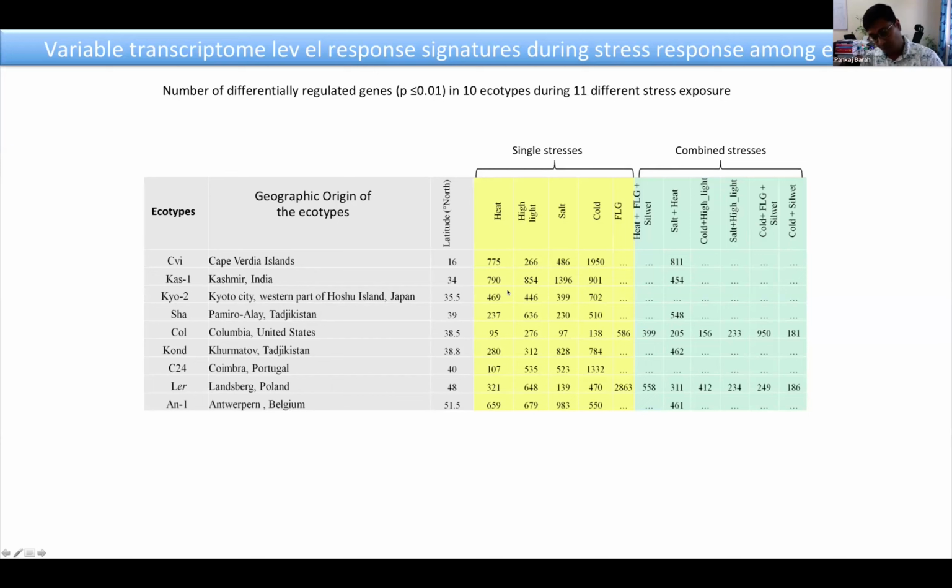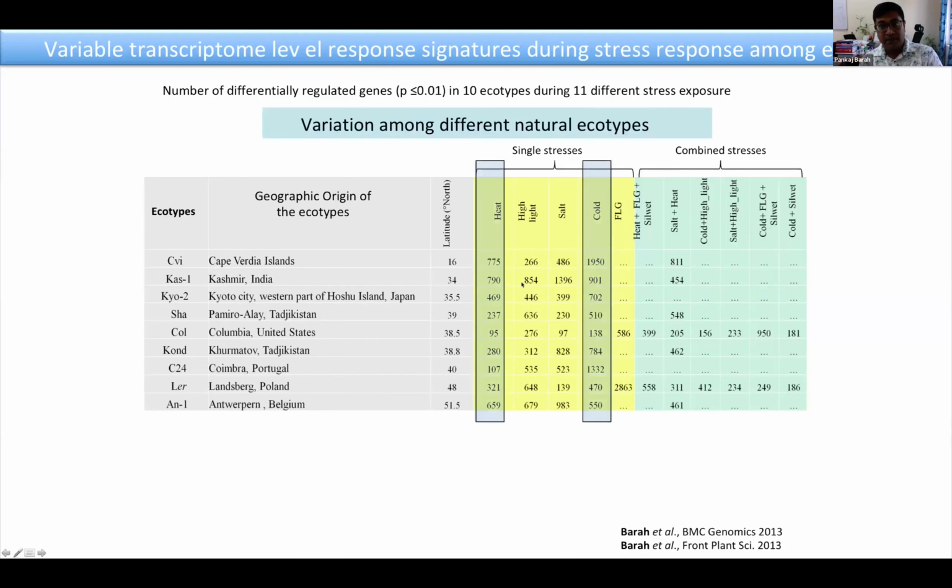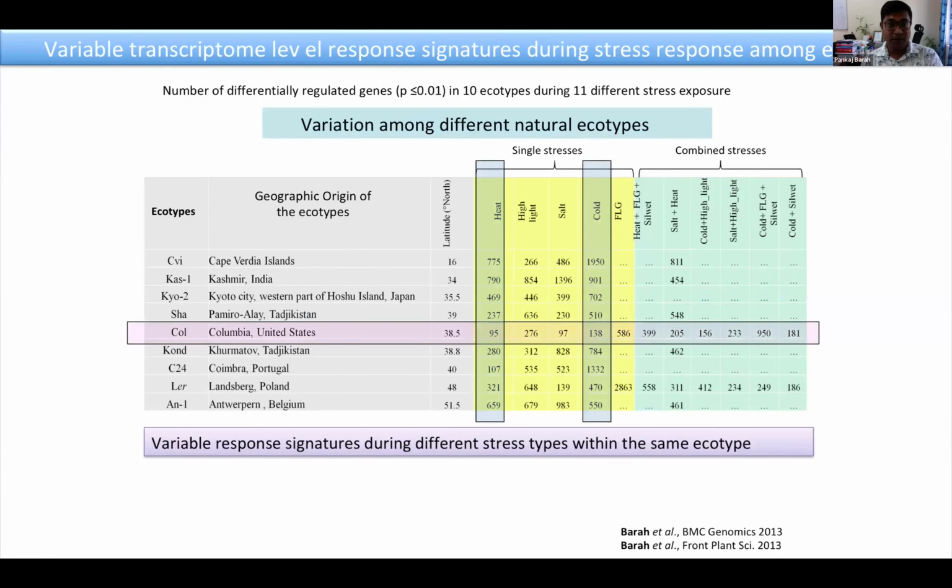So it already shows that the plant response to the same stress condition among different ecotypes is different. And that already gives us some hints about the differences in the transcriptional regulatory network among all the different ecotypes.